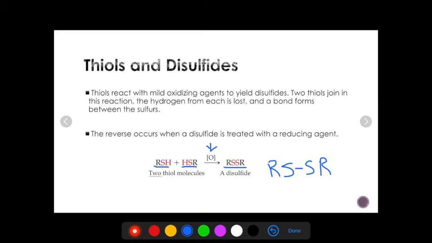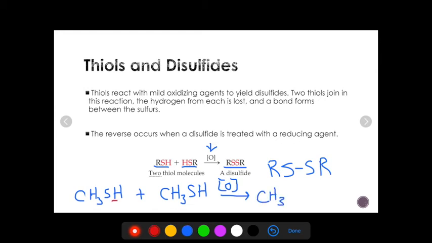Let me give you a little example down here. Here we have CH3SH, so that's methane thiol. And then we have another methane thiol with the oxidizing agent. Remember that little O just represents an oxidizing agent. Then these hydrogens are removed, and we get the disulfide bond right here. So two thiols with an oxidizing agent will produce a disulfide bond.